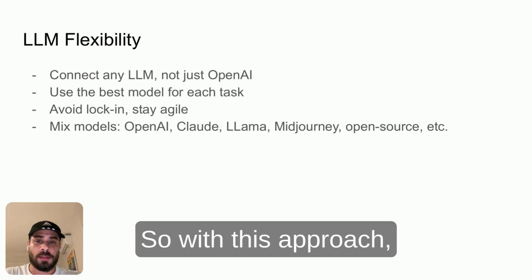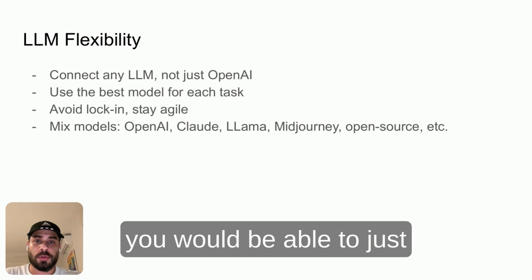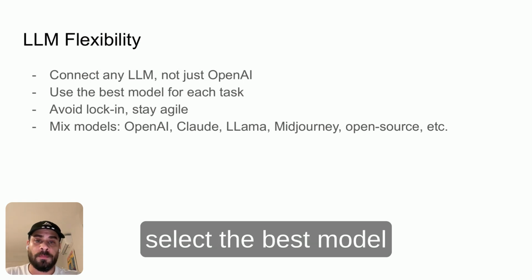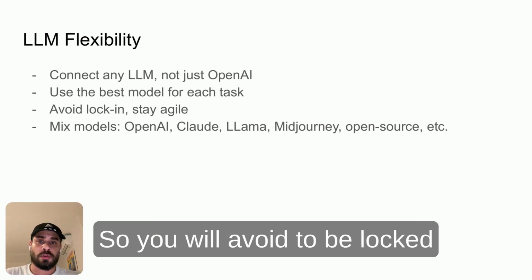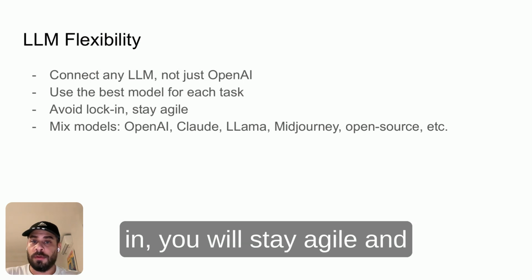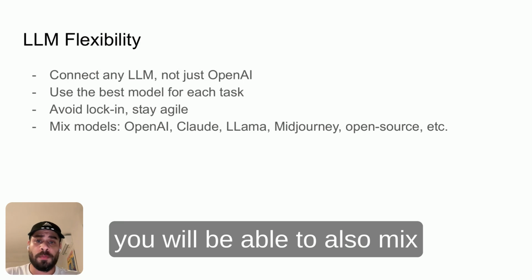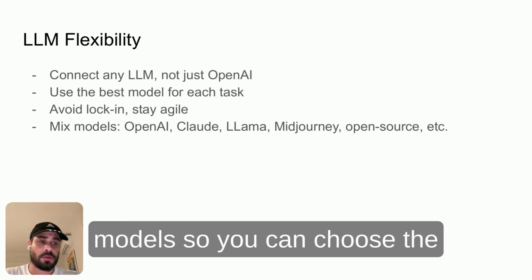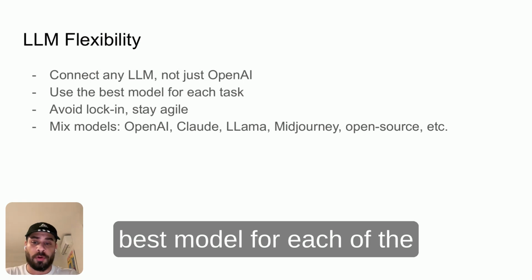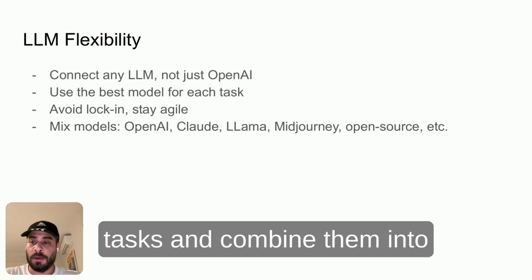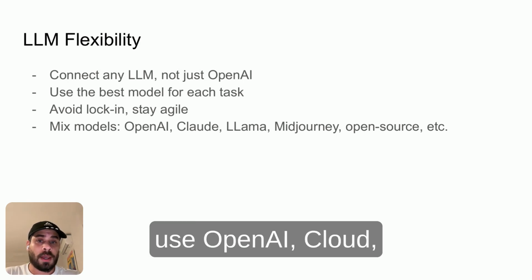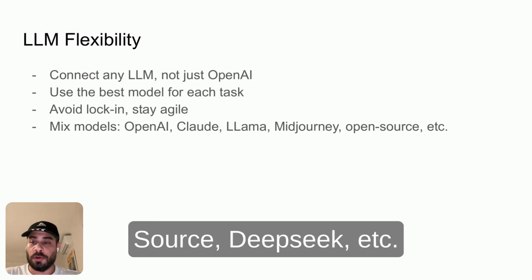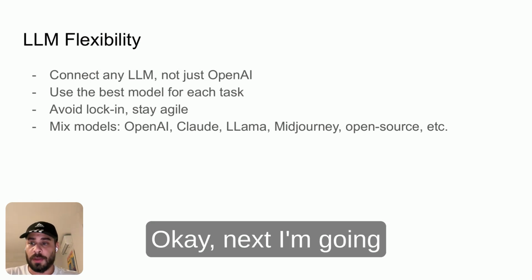So with this approach, you would be able to just select the best model for each of the tasks that you want to get done. So you will avoid being locked in, you will stay agile, and you will also be able to mix models, so you can choose the best model for each of the tasks and combine them into your product. Okay, and again, you can use OpenAI, Claude, Llama, Midjourney, open source, DeepSeek, etc.